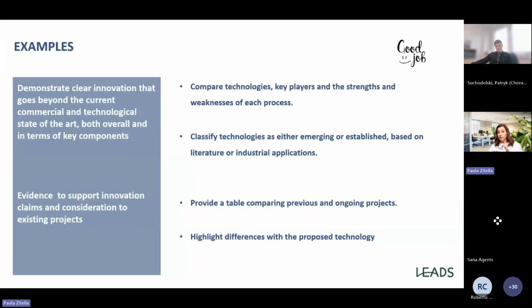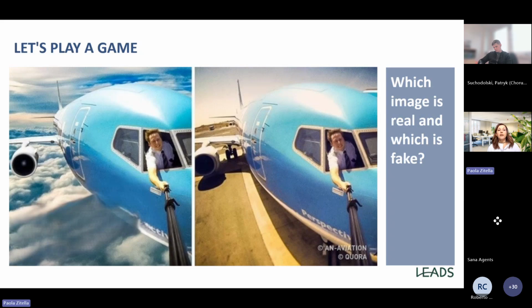So you need to compare technologies, provide the key players, strengths and weaknesses for each process that could be similar to yours. And you need to classify the technologies as either emerging or established, based on literature and industrial application. For example, provide a table comparing previous and ongoing projects and highlight the differences with the proposed technology that you are going to put in place in your project. The old ones could be something clear to identify, and so it helps the evaluators see evidence and supports your innovation claims with respect to the other ones.